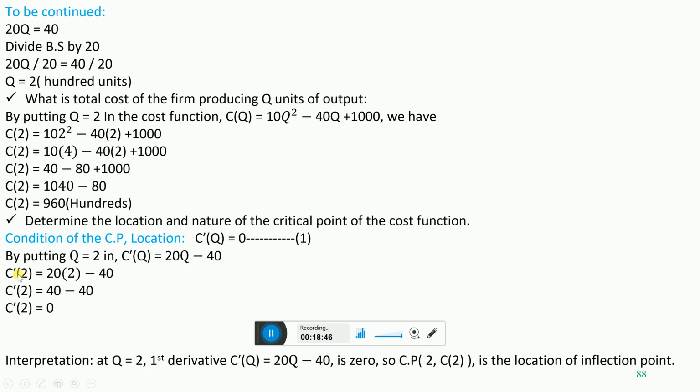So C′(2) = 20(2) − 40, C′(2) = 40 − 40, and the condition is satisfied. The first derivative of the cost function at q = 2 is equal to 0. So this is the interpretation: at q = 2, the first derivative C′(q) = 20q − 40 is 0. So the critical point (2, C(2)) is the location of the critical point.